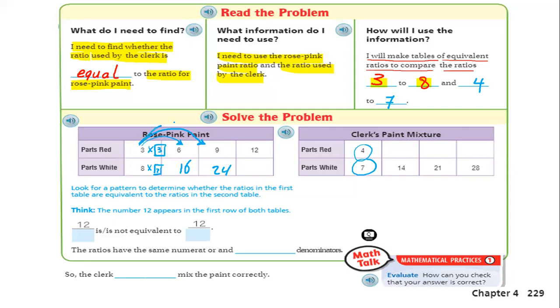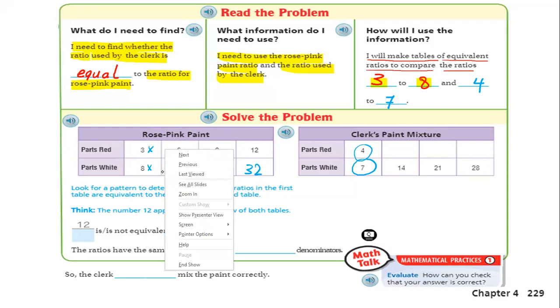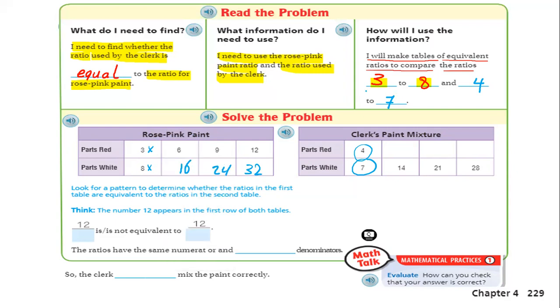Next, Muhammad, when I need to write an equivalent ratio to 3 to 8, should I multiply 3 and 8 by 4? 3 times 4 equals 12, and 8 times 4 equals 32. Good job. This is the first table for the first ratio, the pink paint ratio. Am I right, all of you, my dear students?